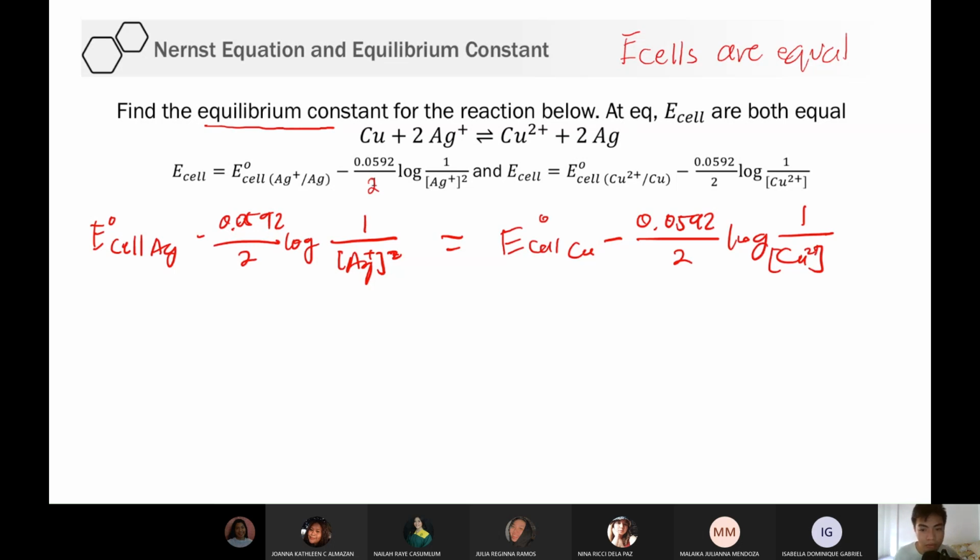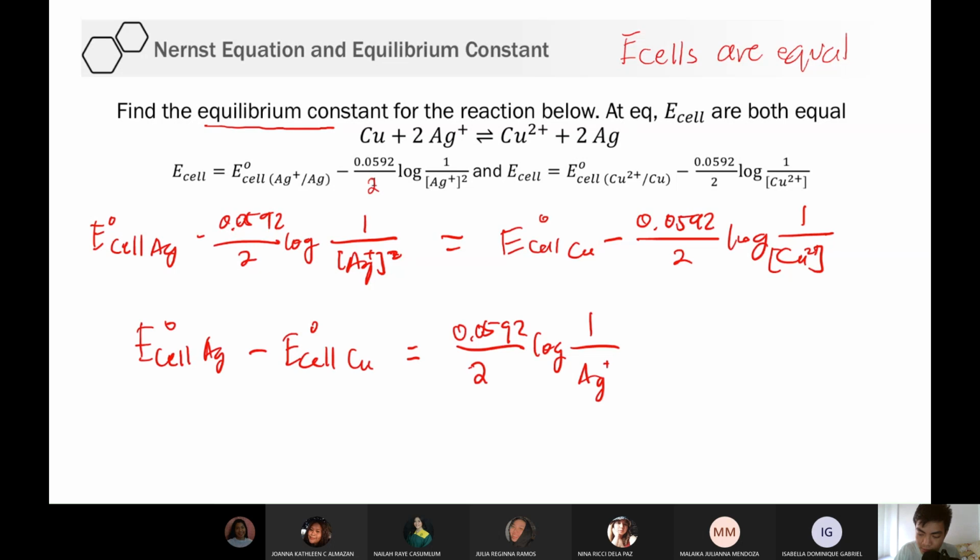Let us combine the equations. Pagsama-samahin natin yung E cell pati yung mga log. Okay? So, yung E cell lipat ko sa kabila. So, we will get E cell Ag minus E cell copper. Okay? So, lipat ko sa kabila to. So, you will get 0.0592 over 2 log 1 over Ag plus squared minus 0.0592 over 2 log 1 over copper.